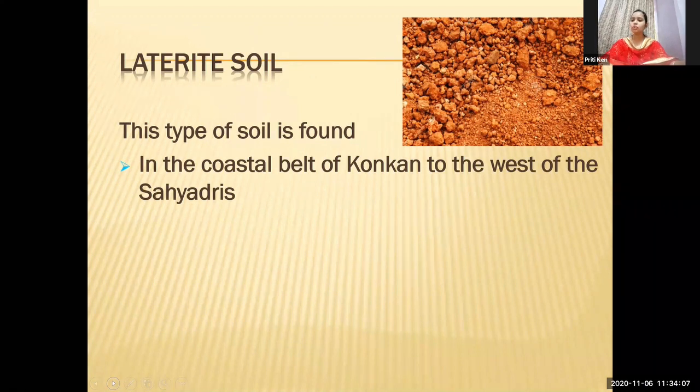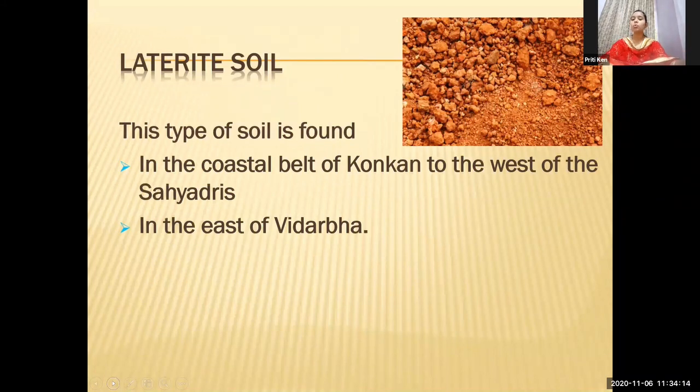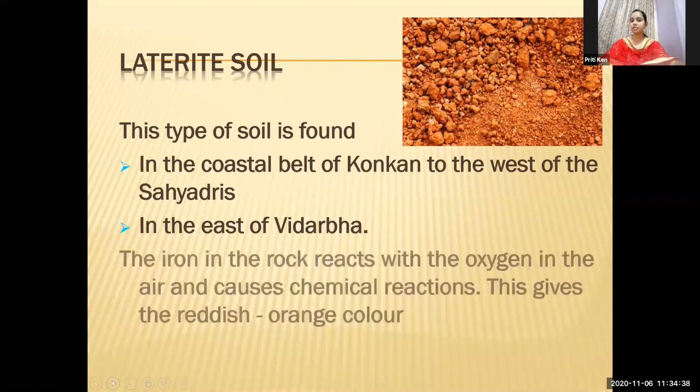Do you know which is the Konkan part? Yes, the riverside part, the Konkan region of Maharashtra, is the Konkan coastal belt. Coastal means near to the sea or the seaside. That is the Konkan, to the west of the Sayadri region. Sayadri Hills के west side पे, coastal belt पे, this soil is found. And in the east of Vidarbha region, के east side पे, this type of soil is found. It is reddish in color and you can see the texture in this.